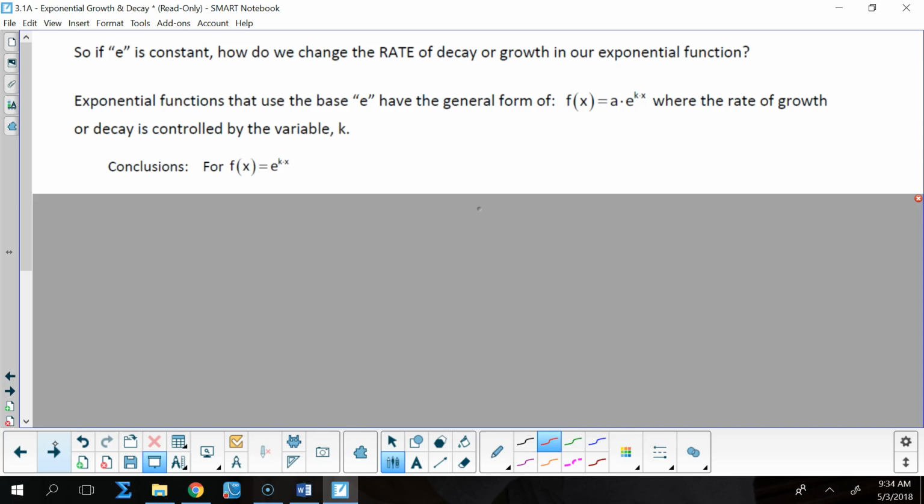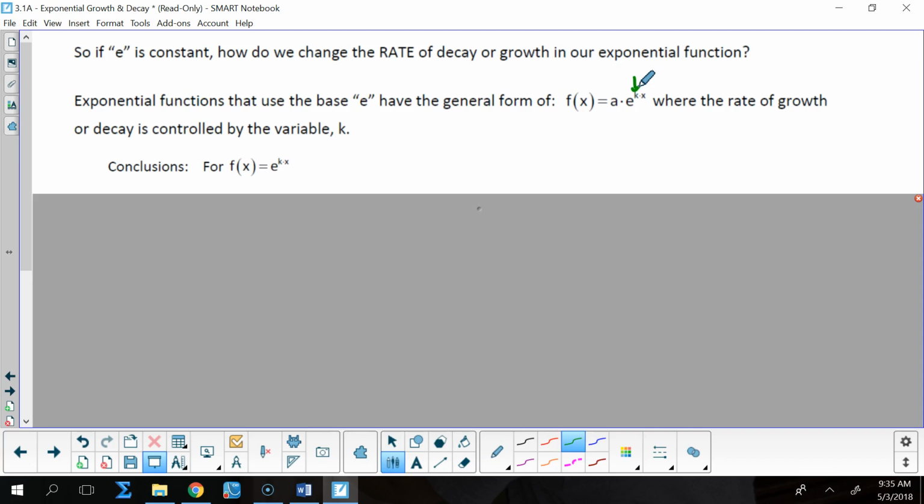So we look at this k number. Okay? So there's this number right in here called k. And that is going to control if it is a growth function or a decay function.